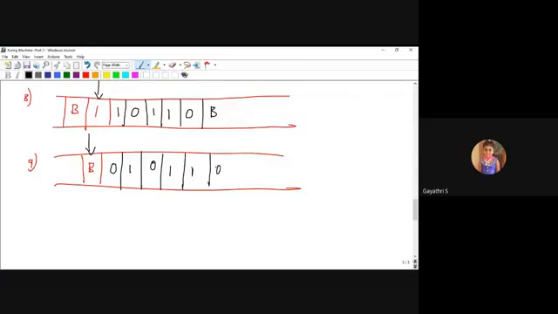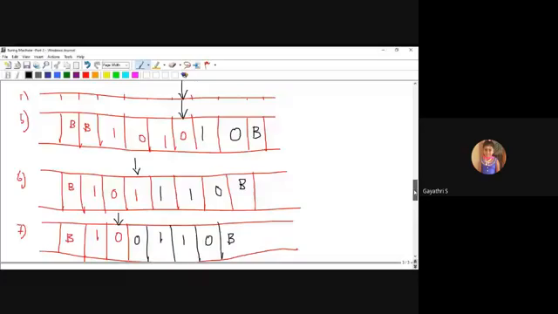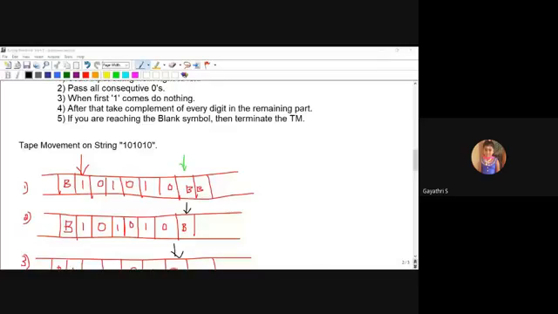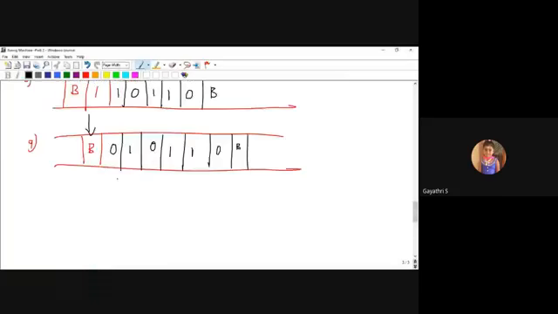What is the 2's complement of 1, 0, 1, 0, 1, 0? Please post in the chat box. This is the termination point. Take 2's complement for 1, 0, 1, 0, 1, 0 and post in the chat box. 0, 1, 0, 1, 1, 0. Right? See? 0, 1, 0, 1, 1, 0. Is it right? Yes or no? Okay. Good.